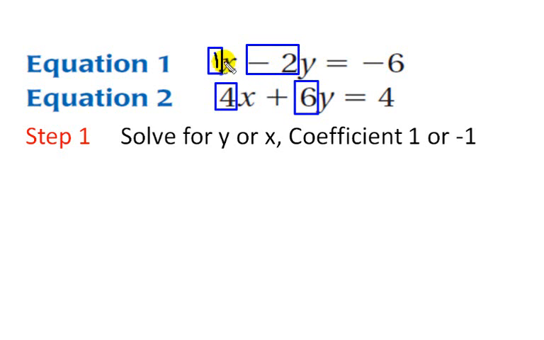So I'm going to solve for that variable. In that first equation, I'm going to solve for x. So to do this, to cancel out or to move this negative 2y to the other side, I would add 2y to both sides.